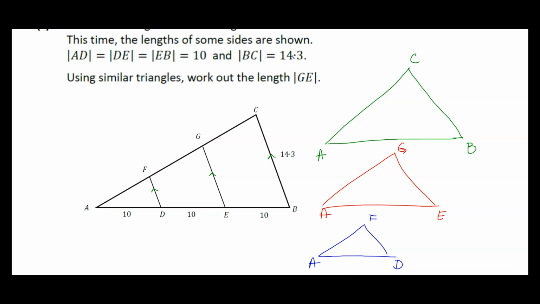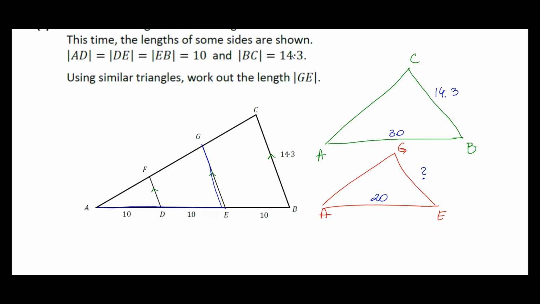So what do I know about the lengths? In the big triangle, all of that will be 30, and this one here is 14.3. Then we need to work out this side. What's this length? That is 20. And this one, there is nothing we have to do about that, so we can ignore that one. How do we find that length?